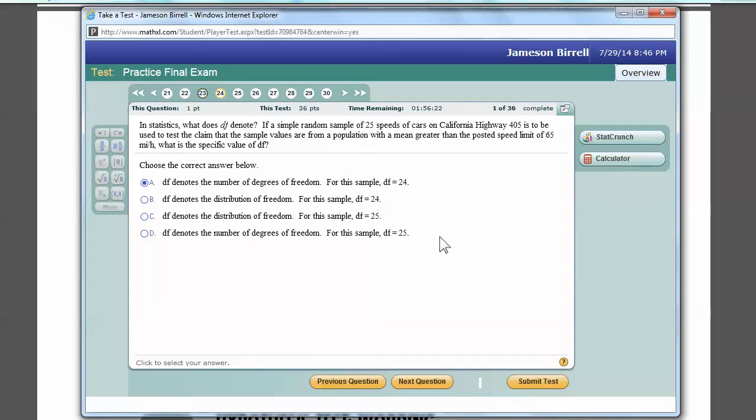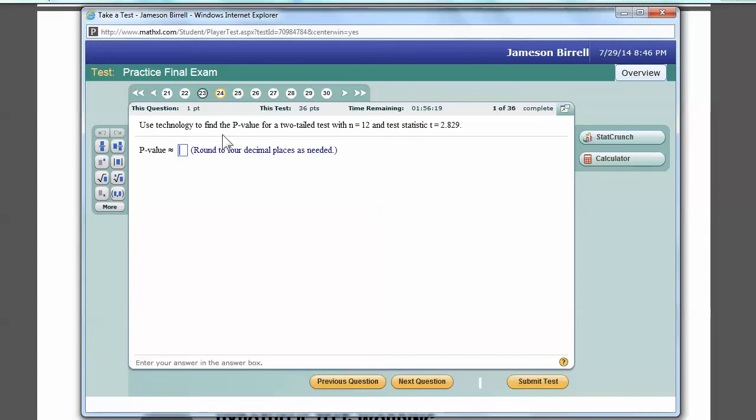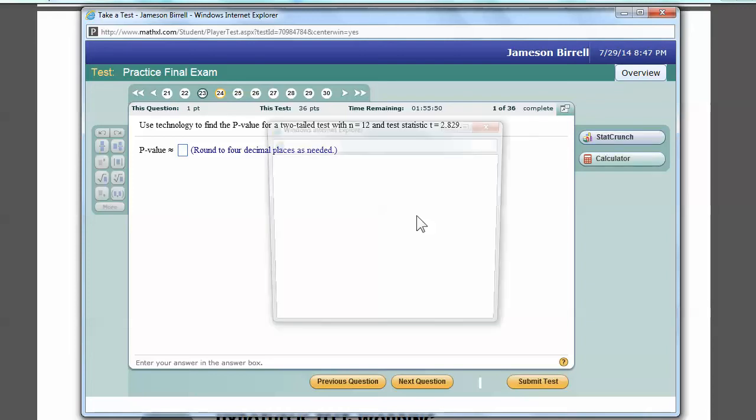Number 24. Use technology to find the p-value for a two-tailed test with n equals 12 and a test statistic of t equals blah, blah, blah. So we know we're using the student t-distribution. It's indicated too by the fact that the n value is less than 30, and we know nothing about the parent population. But because the test statistic was a t test statistic, we will definitely be using that. So I'll go ahead and use StatCrunch since it's here.